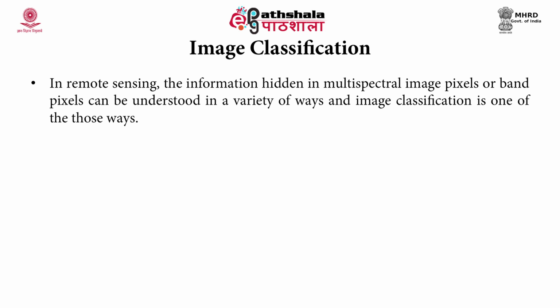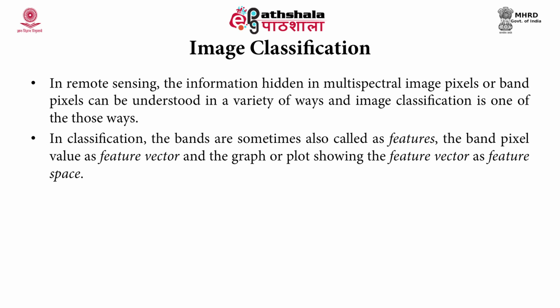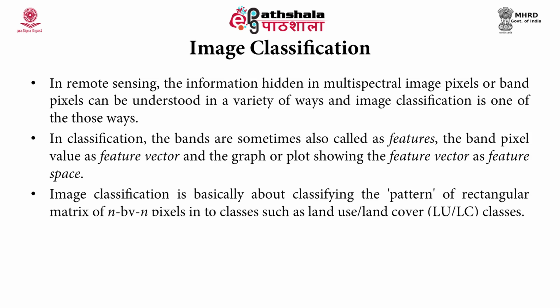The final step of image processing is image classification. In remote sensing, the information hidden in multispectral image pixels or band pixels can be understood in a variety of ways, and image classification is one of them. For example, in classification, the bands are sometimes also called features, the band pixel value a feature vector, and the graph or plot showing the feature vectors a feature space. Image classification is basically about classifying the pattern of a rectangular matrix of n by n pixels into classes such as land use, land cover classes.